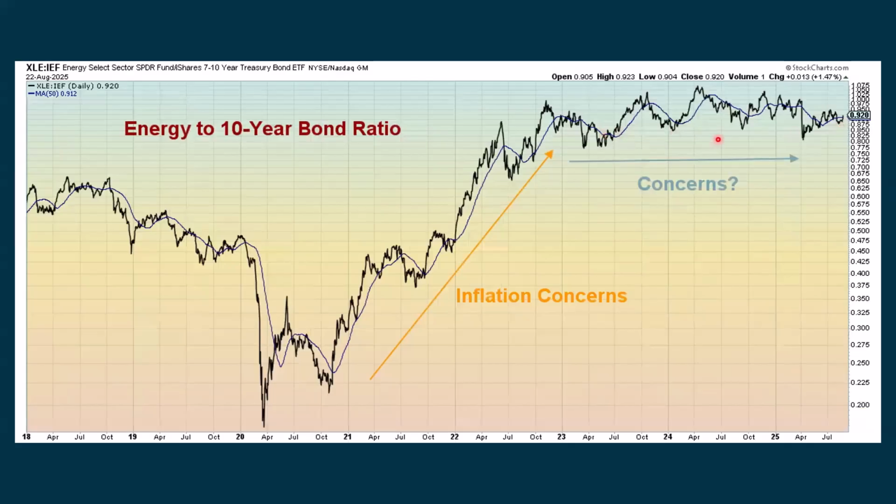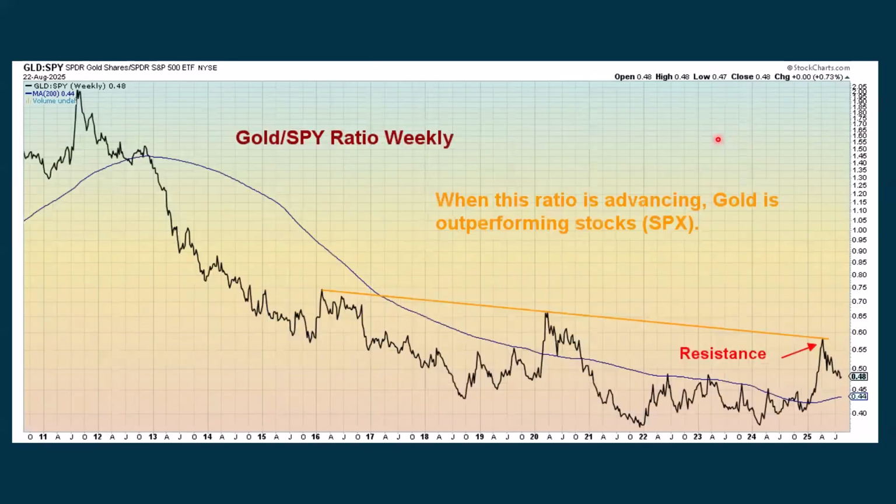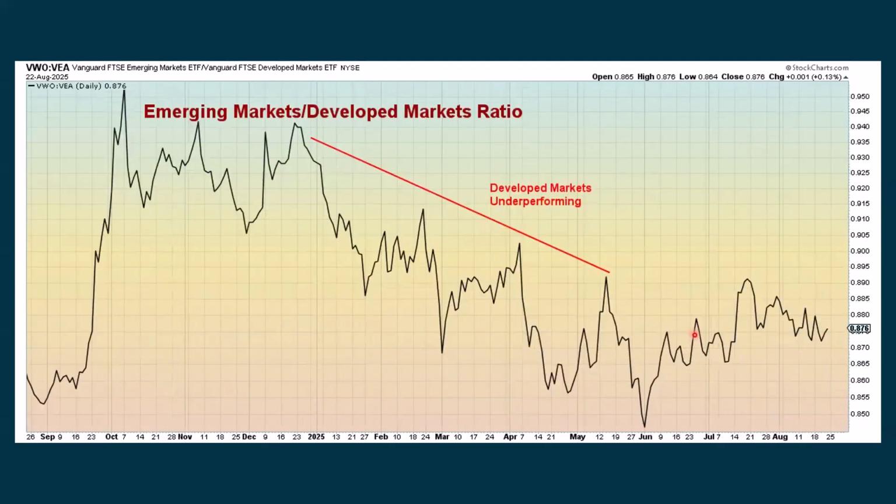Still going sideways when we look at energy to the 10-year bond ratio, and still going down when we look at the gold to S&P ratio. And gold is just continuing to go sideways where the S&P is going up. And when that happens, that's when this ratio goes down. And emerging markets to developed markets pretty much going sideways since about halfway through July. Not really getting any insight here.